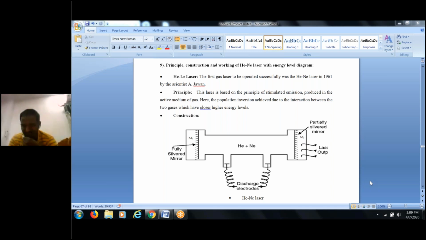Hope Prashant will understand. You understand? Simply, the number of energy levels means the level of the laser system. How many energy levels are there? That indicates the level of the laser system. Here three energy levels are there, so it is called a three level laser system. Clear?